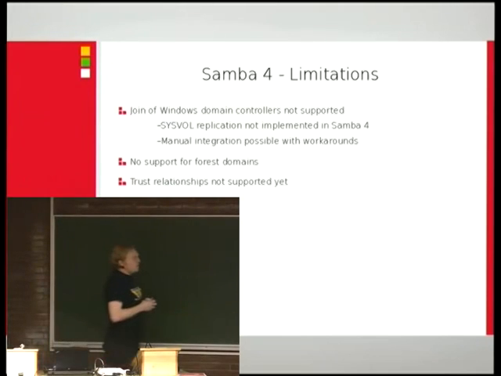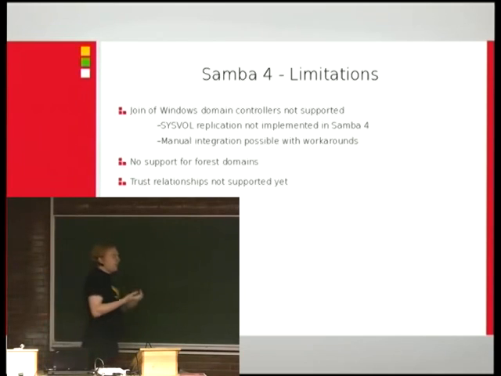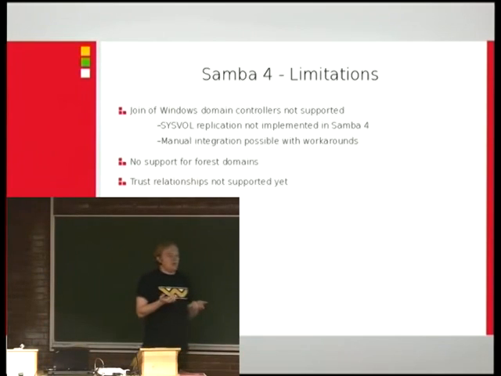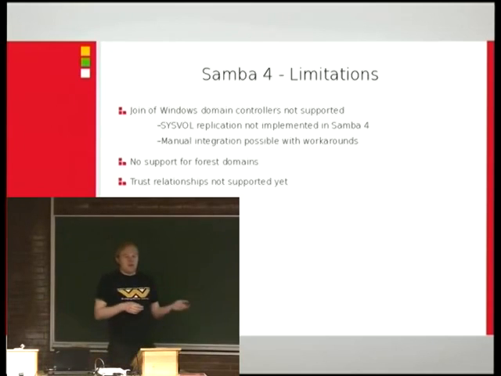Also, another feature which is not implemented in Samba 4 at that point is trust relationships. Trust relationships are a feature of Windows where two domains declare that they trust each other. So if a user has authenticated on domain A, he can directly use all the resources of domain B without a need for an additional re-authentication.